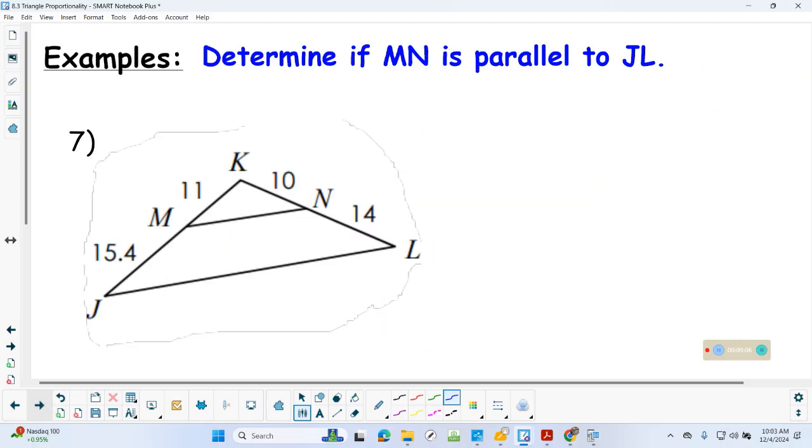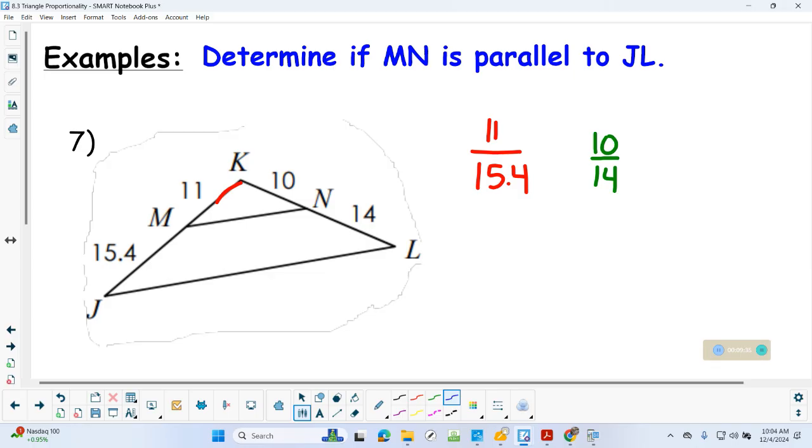So determine if MN is parallel. Okay, so first, of course, pick a side, doesn't matter. I'm going to start over here. So I'm going to do 11 over 15.4. Now, I don't know what 11 over 15.4 is. I'm going to punch that in my calculator in just a second. Or I should say you are. And then my other fraction, 10 over 14 or 14 over 10. Match it up. 10 over 14. Okay, your job. Punch that in your calculator for me.